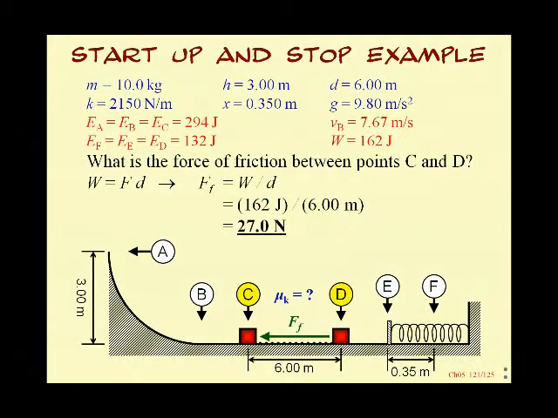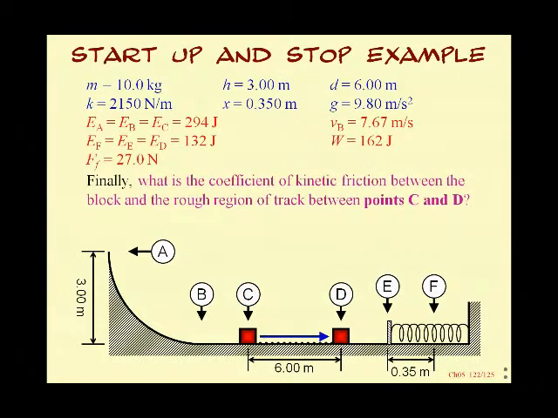Finally, we're getting down to what we were after. We want to know what the coefficient of kinetic friction is between the block and that rough region of track between points C and D. So we know what the force of friction is. How much coefficient of friction do you need for this particular block in order to provide that amount of force? Well, our coefficient is just the ratio between the frictional force and the normal force, which is the weight of the block. So I know that it's just F_f divided by mg.